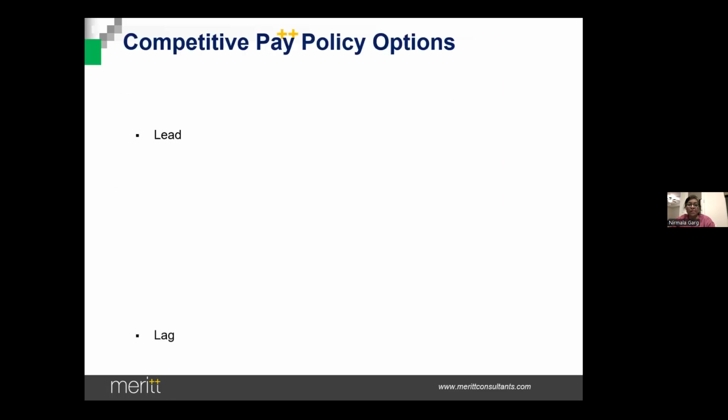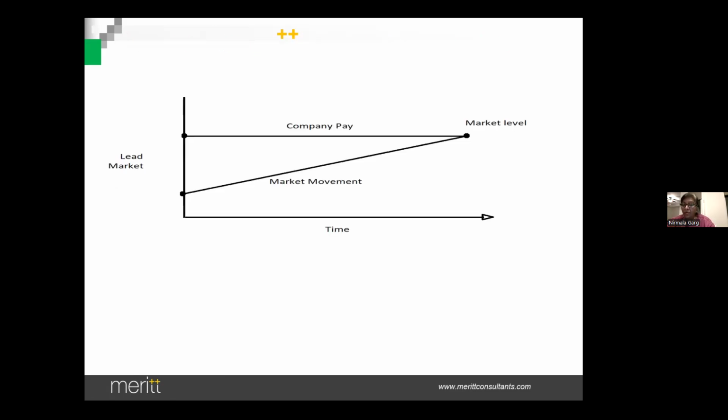So when we talk about salary survey, we need to understand that when we are getting market data, what is going to be my pay policy? Pay policy is what? Do I want to lead? Do I want to lag? Or do I want to be a lead-lag kind, vis-a-vis the market? So how does it look?